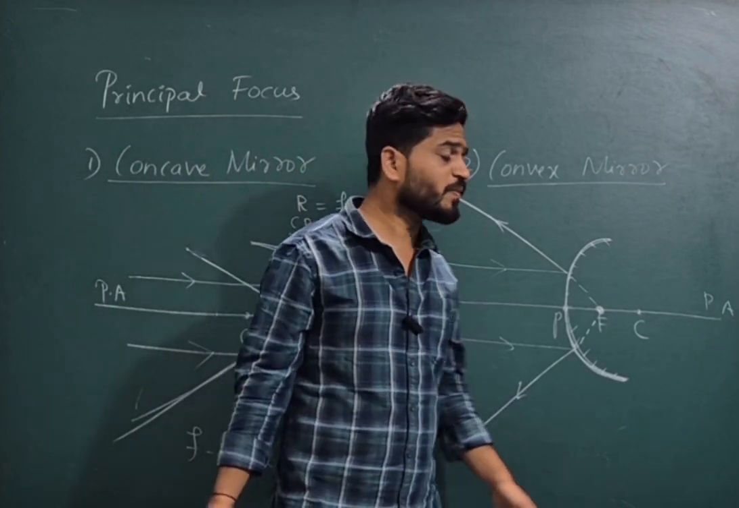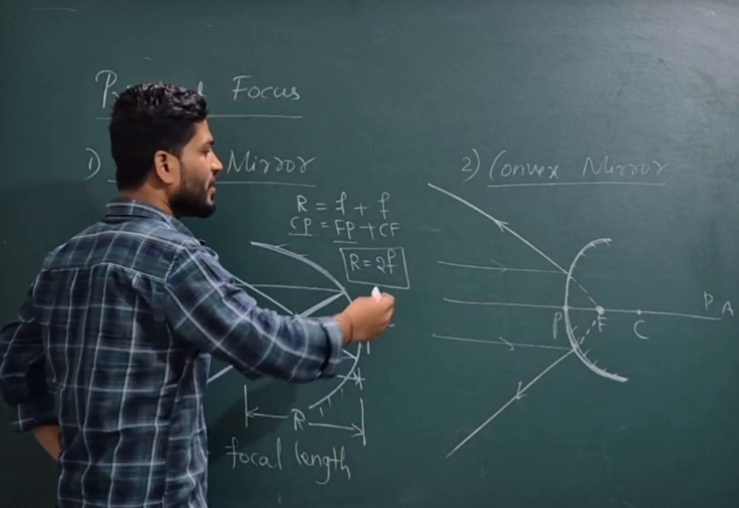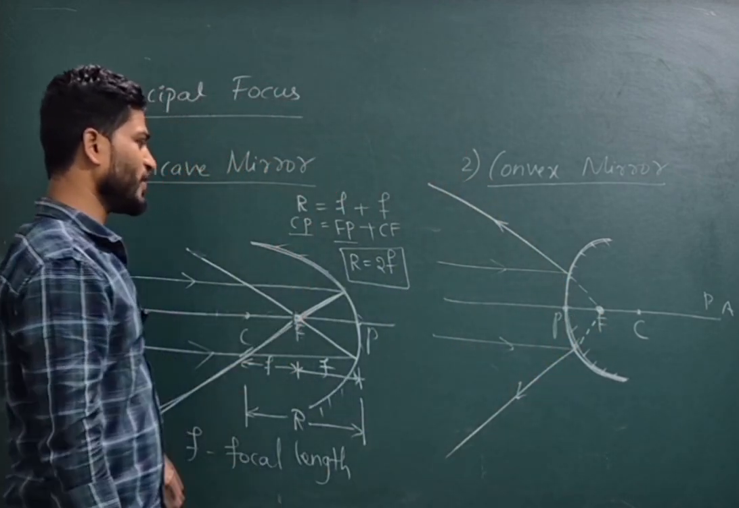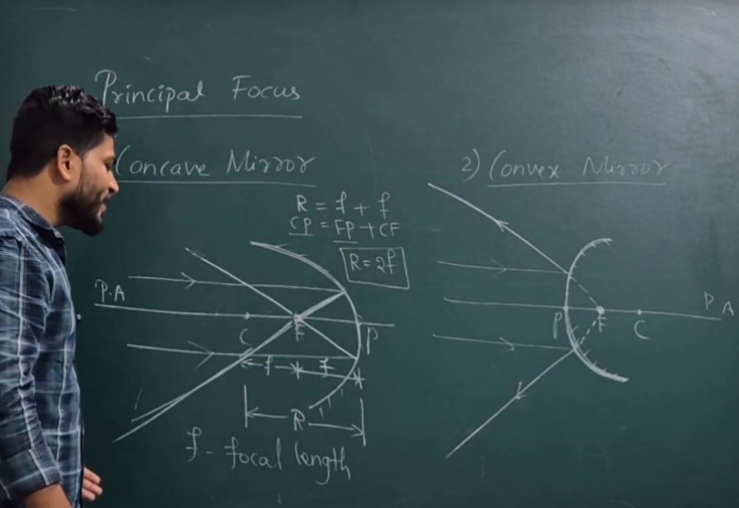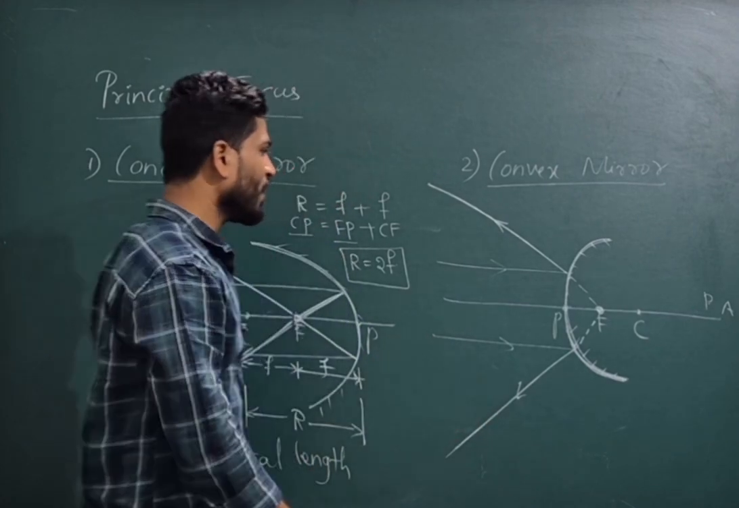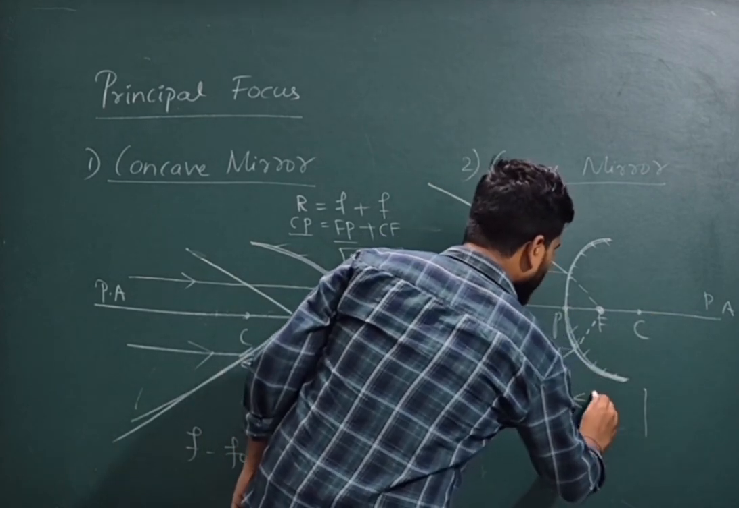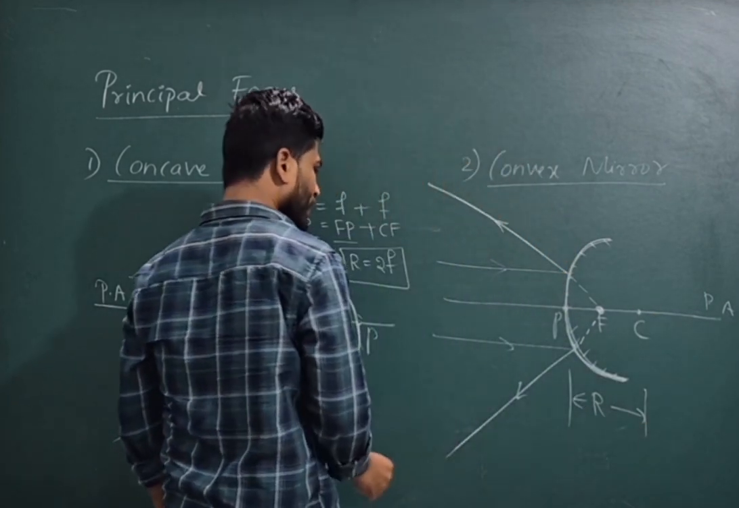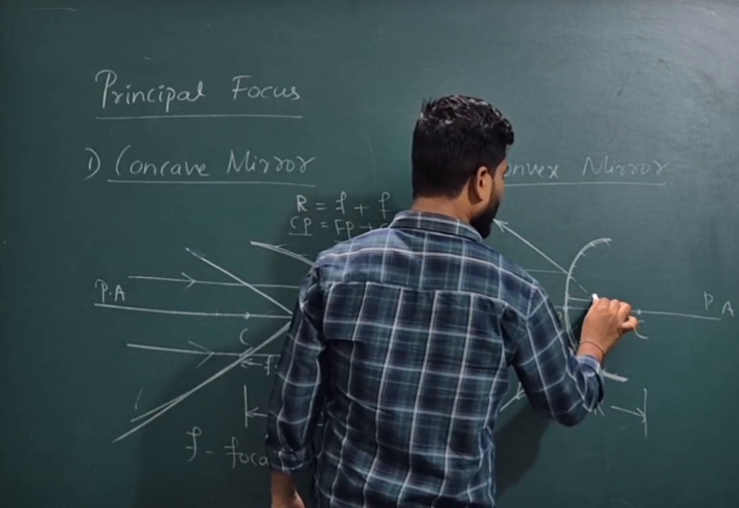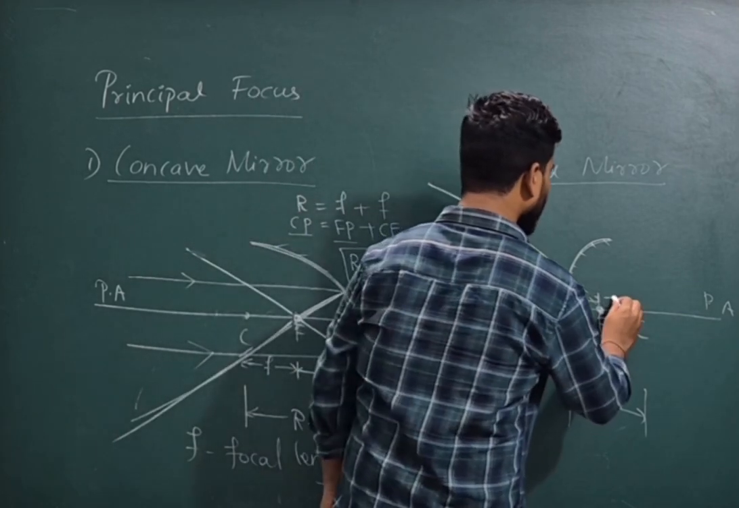What is the definition? One more time, all of you. The point behind the mirror from which light rays appear to come after reflection. I know we studied all these things in the previous class, but I am doing this just to get the formula. What is the formula? What is this? P and C is what? Radius of curvature, right? What is this thing? Distance between P and this capital F is small f, focal length. If this is focal length, this is also focal length.